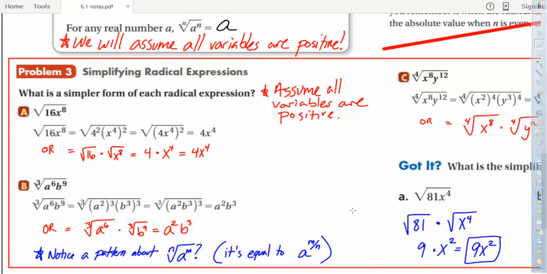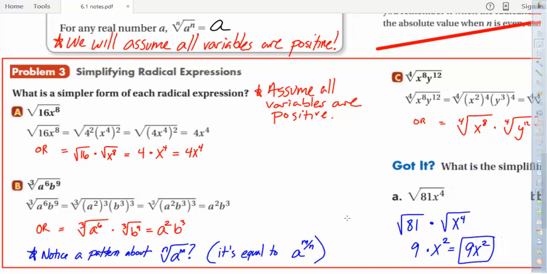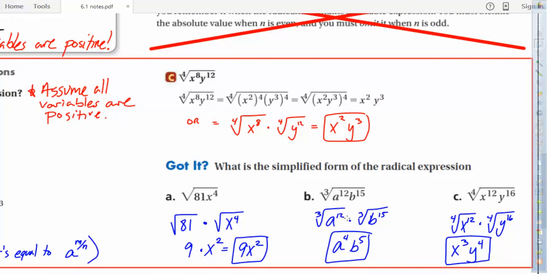And it turned out that the answer, if we looked at just the x to the 8th, the square root of x to the 8th was x to the 4th. And the cube root of a to the 6th turns out to be a squared. The cube root of b to the 9th turned out to be b cubed. And then even over here on the right for c, did you notice that the fourth root of x to the 8th was x squared? And then the fourth root of y to the 12th.